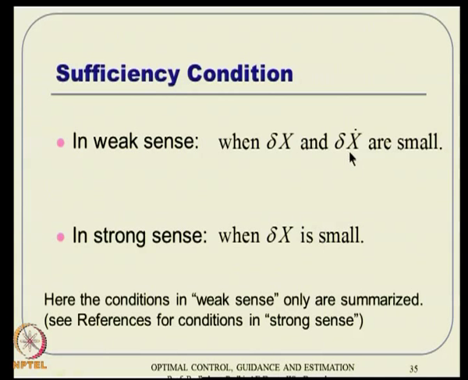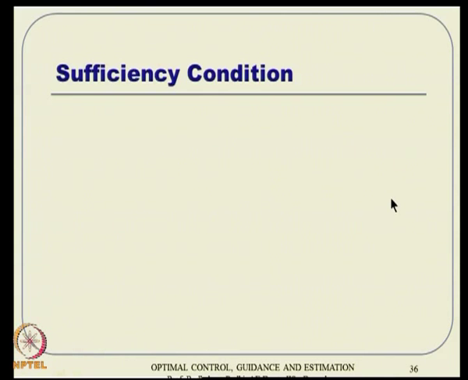So, just a very quick summary, there are two ways of doing things. One is in the weak sense, the other in the strong sense. When somebody talks about the weak sense, we talk about variations of delta x and delta x dot, both being small. In the strong sense, only delta x is small, where delta x dot can be large. So, if optimality can be guaranteed even then, that is called the strong sense, and if both happen to be small and still you guarantee the optimality, that is called the weak sense. So, we will talk a little bit about a summary of the weak sense. The strong sense I will leave to self reading.